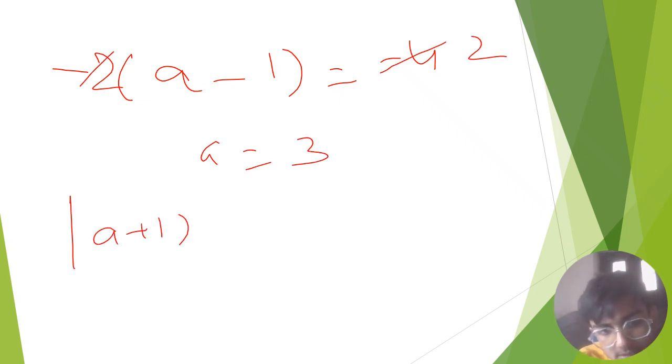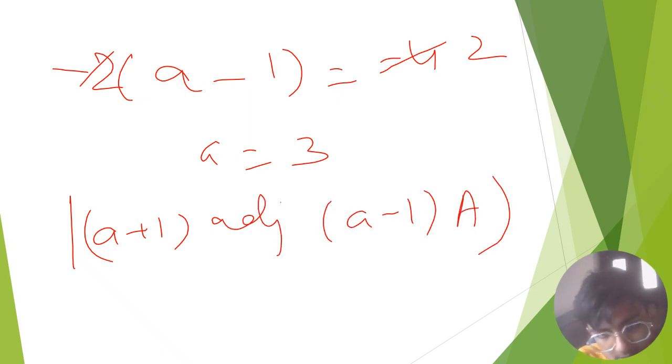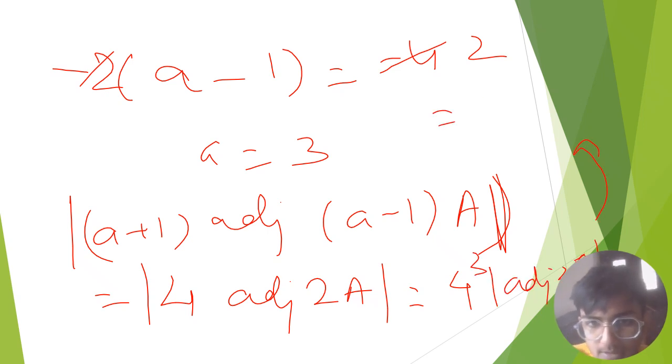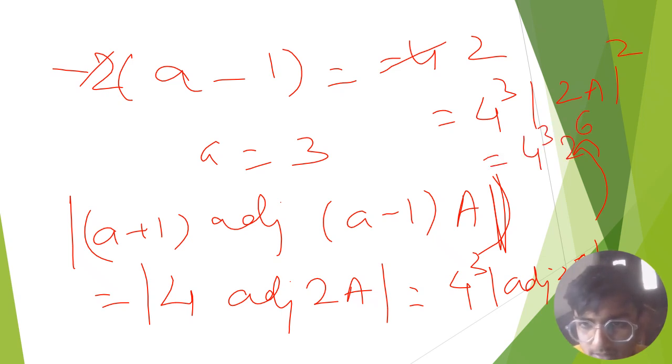Now a plus 1 into adjoint of a minus 1 into a, like this. So 4 adjoint of 2a, like this. And adjoint is a 3 cross 3, so 4 cube and adjoint of 2a. I'm making it complete here only. Adjoint of 2a is determinant of 2a, power 2, 6. I think you are getting what I'm writing. So we are on the same page, I think.